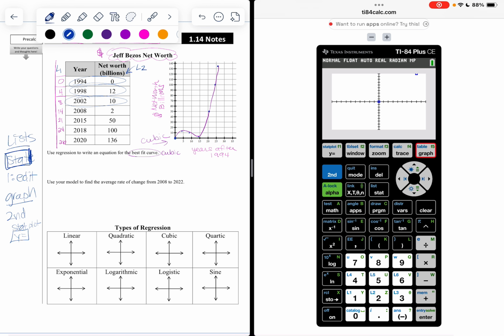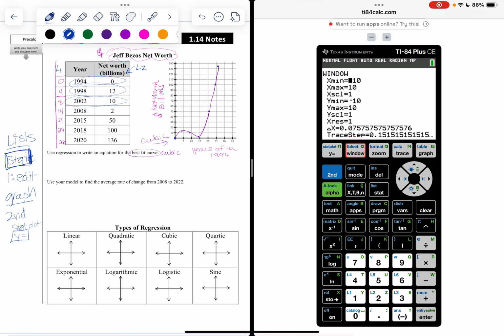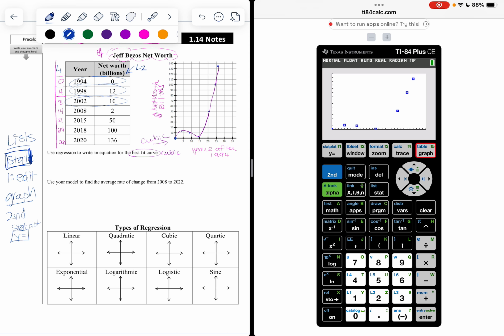Now we want to be able to see our window, so go ahead and hit window, and we're going to change it so that it will fit all of our data. Our X values, our list 1, are going to go from 0 to 26. Let's make that max 30. We'll go on a scale of 1, that's fine. Our y values are going to go from 0 to 136. Let's round that up to 150. But instead of going a scale of 1, let's do a scale of maybe 10. Let's graph this now, and we can actually see our data. Push pause if you need to work on that and make sure that your calculator looks the same.